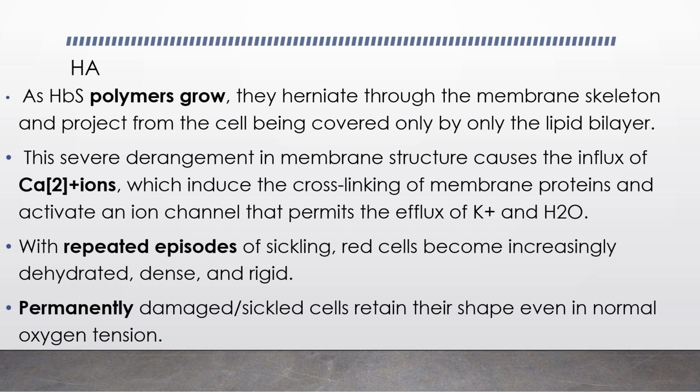So the cells' membranes are heavily damaged. This damage can cause influx of calcium ions, which increases the cross-linking of membrane proteins, and can activate enzymes. They can also activate ion channels that permit efflux of potassium and water, and this causes dehydration, which increases sickling. With repeated episodes of sickling, red cells become more dehydrated, more dense, more rigid, and become permanently sickled. They will be removed. Permanently damaged cells retain their shape even in normal oxygen tension because their membrane has been damaged beyond repair.